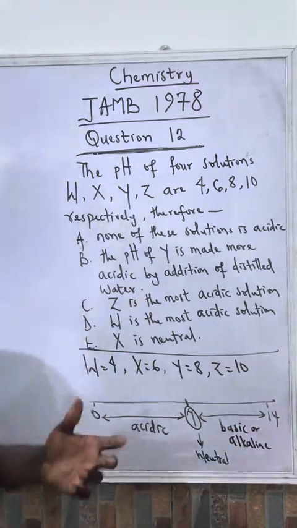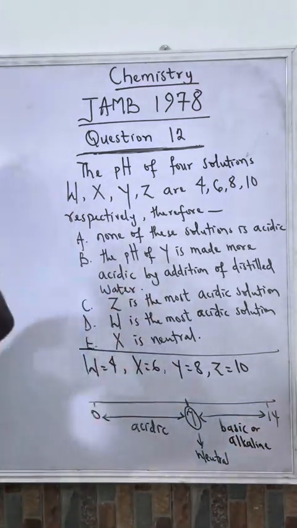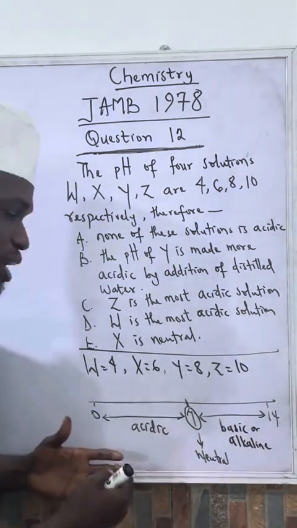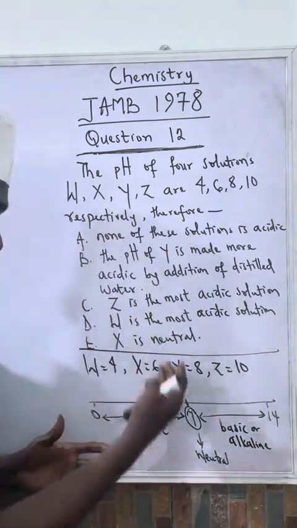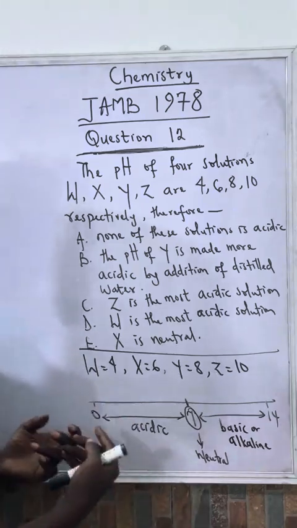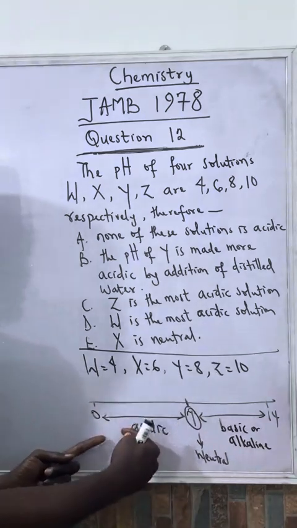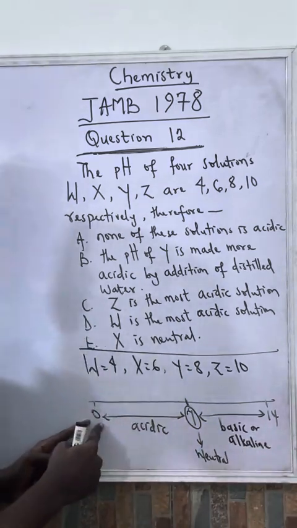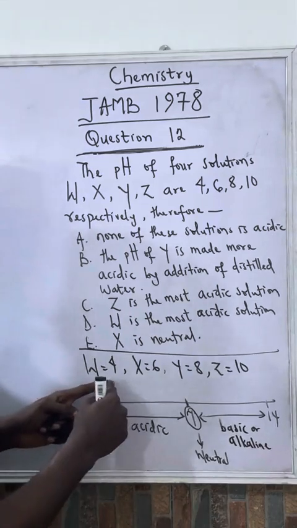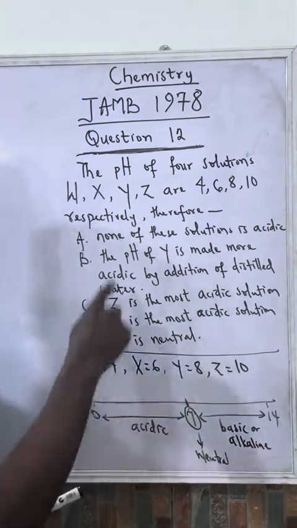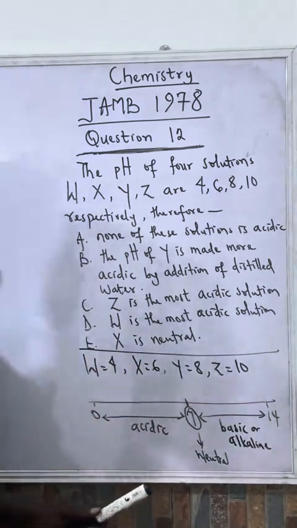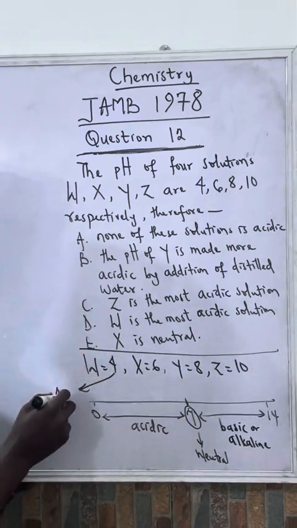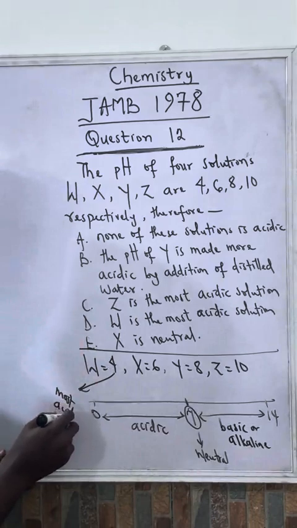So now, if you consider this one by one. Again, the lesser the pH of a particular substance or solution, the more acidic it becomes. That is, the closer the pH is to 0, the more acidic it becomes. So if you consider all these pH values, the one with the smallest pH is the most acidic. So W has the smallest pH. This is the most acidic.